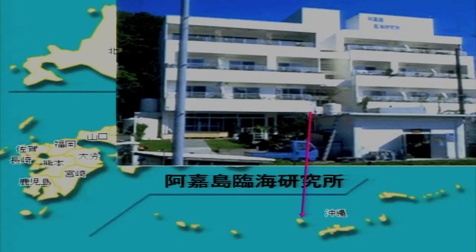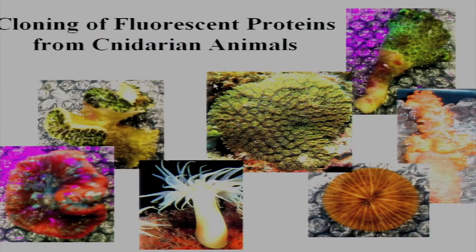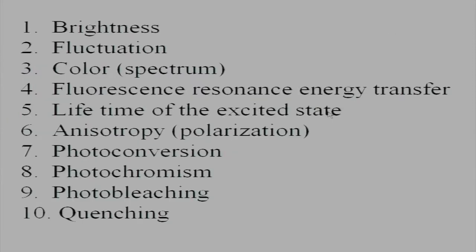Okay. And since 1999, we occasionally went to Okinawa Island, in the south part of Japan. Okinawa has a very rich biodiversity. Okay. And we dive into the water. And I'm very bad at diving. Okay. And we collected a large number of coral animals. And from those animals, we have cloned new fluorescent proteins or new chromoproteins. Okay. And fluorescence has many interesting and important properties: brightness fluctuation, spectrum, energy transfer, lifetime of the excited state, anisotropy, photoconversion, chromism, bleaching and quenching, etc. Okay. So we can make the best use of these properties to create new imaging modalities.